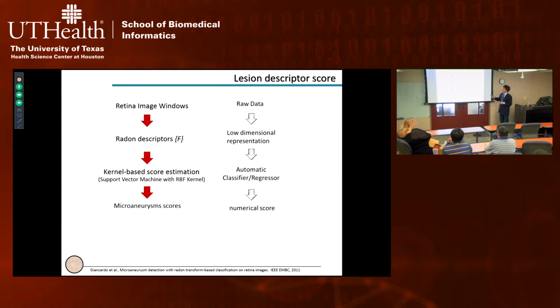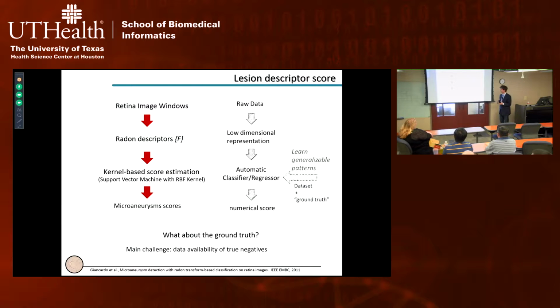Now, we could start already to run our classifiers and get our numerical score, but actually there is something missing. It's the data set. The challenge here is that the data availability is not excellent. While it's easy for an ophthalmologist to give us examples of lesions, it's very hard to find examples of true negatives. Why? Because the image is made of tons and tons of other things, and asking the ophthalmologist to look at every little part and tell us if it's a lesion or not is simply not possible, because for most of the image, they don't care. There might be something, but they are not really sure.